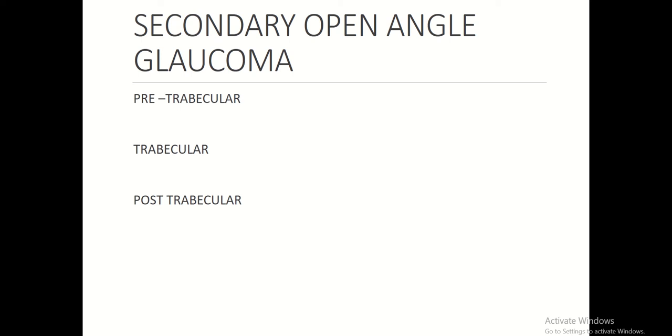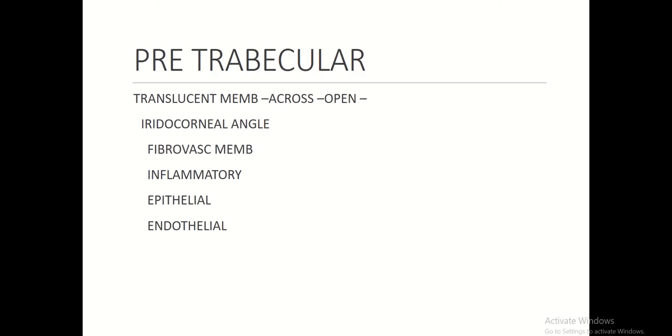Okay, so we are going to secondary open angle glaucoma mechanisms, where the angle is open but there are secondary factors which are responsible for the glaucoma. The secondary open angle mechanisms are further classified into pre-trabecular, trabecular and post-trabecular. So what happens in a pre-trabecular mechanism? There is a translucent membrane across the open angle, stretching across the iridocorneal angle. It can be a fibrovascular membrane, it can be inflammatory, epithelial or endothelial in nature, or it could even be vessels as in neovascular glaucoma.